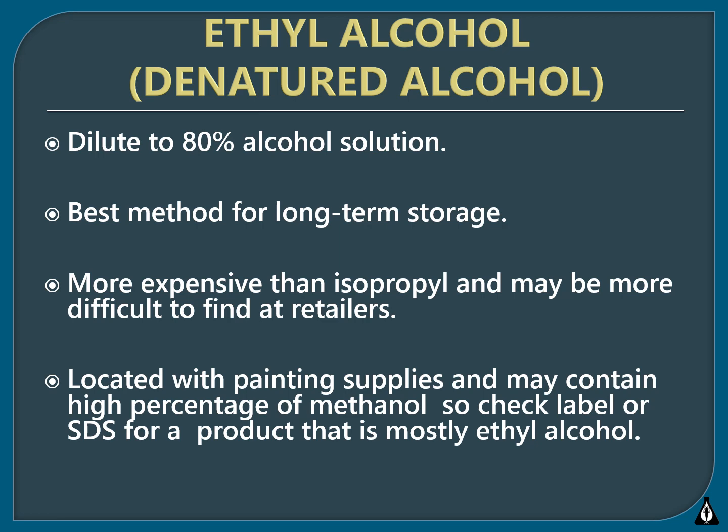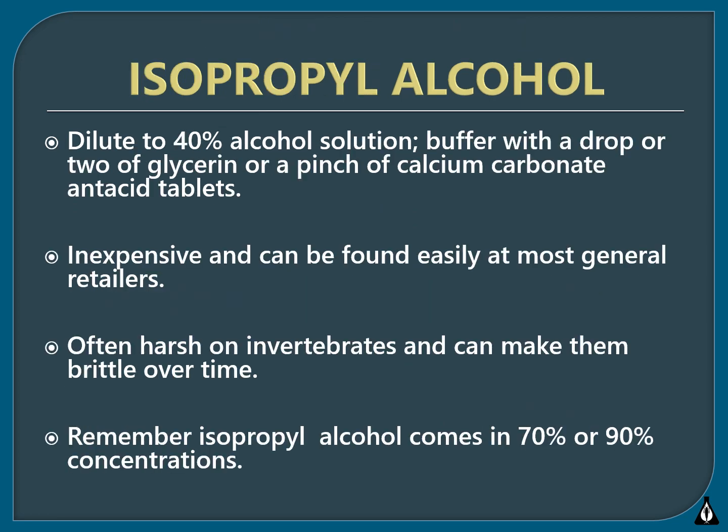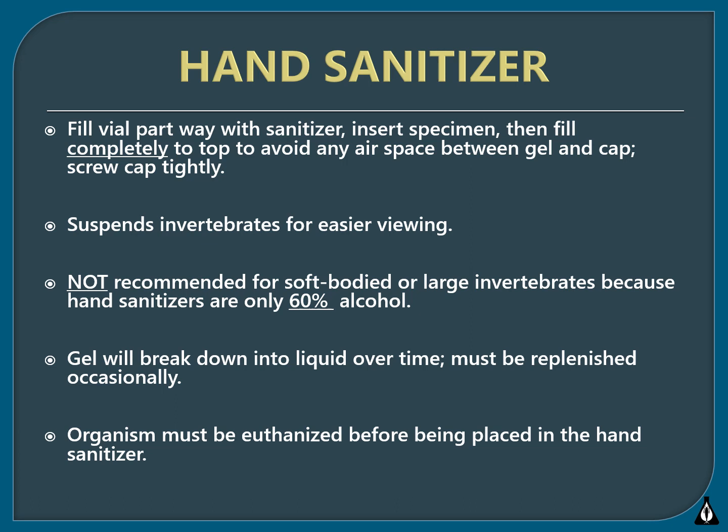Ethyl alcohol or ethanol is a preferred alcohol as it is less harsh on the specimens. Isopropyl alcohol may also be used for preserving specimens. This is found in most households. Be aware of the concentration listed on the bottle to know how much water to add for diluting to a 40% solution. Hand sanitizer may be used for small specimens like black fly larvae and midge larvae. This medium allows for easier viewing of the specimens.